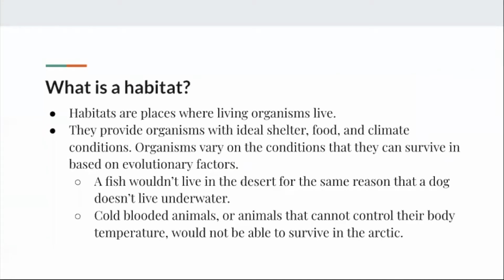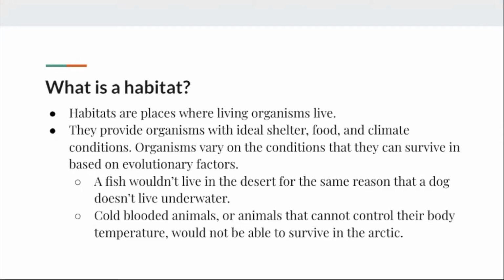So what is a habitat? Well, habitats are places where living organisms live, and living organisms are organisms that are alive, they breathe, they exist, and they have cells and respond to their environment. A habitat provides organisms with their ideal shelter, food, and climate conditions that they need to live. Organisms can vary on the conditions that they need to survive based off of evolutionary factors, also known as the factors that they've developed over time.